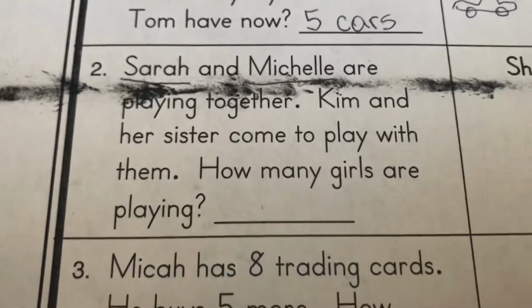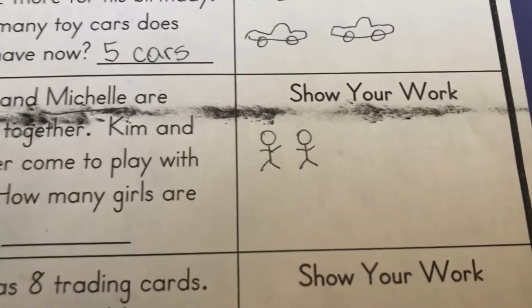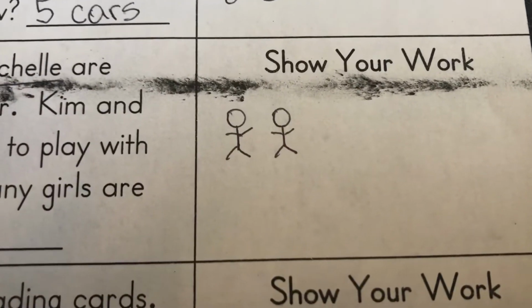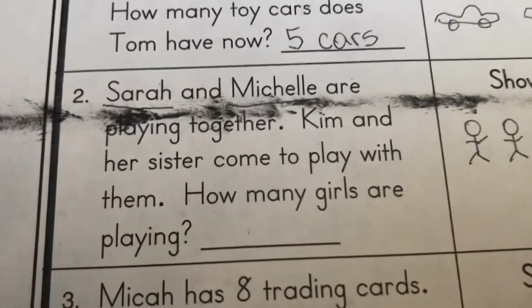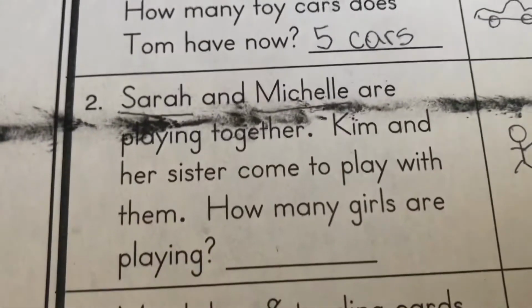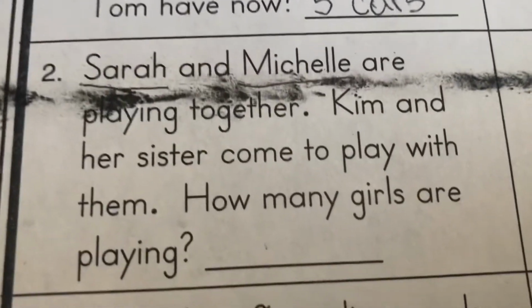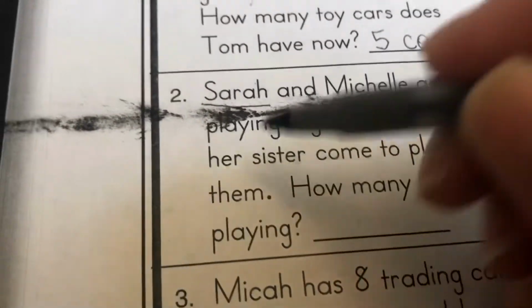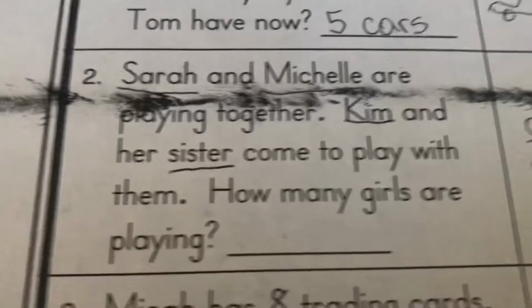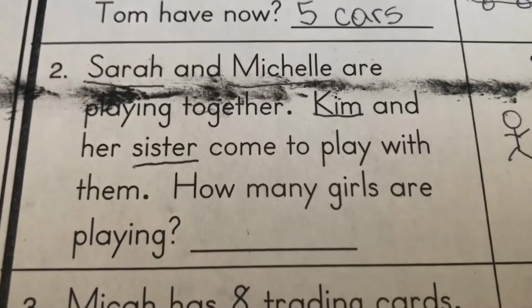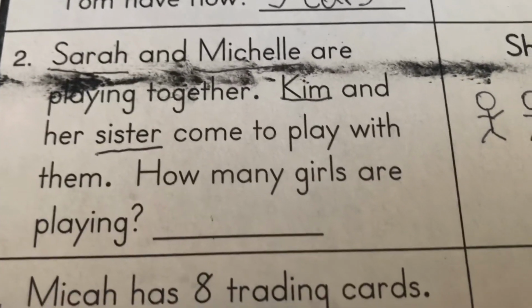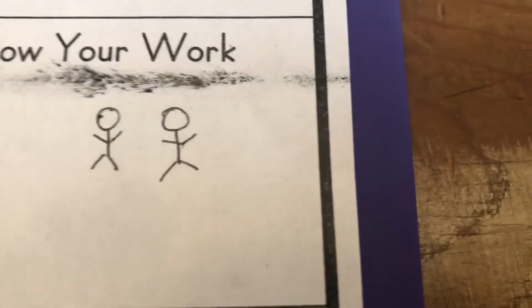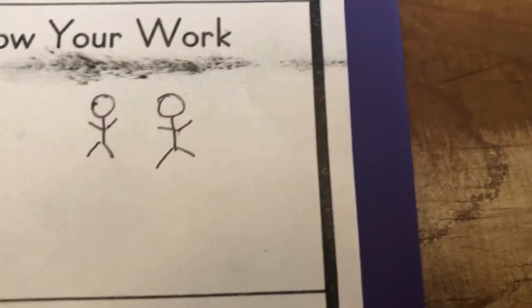I'm going to draw stick figures. So here it is, very simple. That's Sarah and Michelle right there. Okay, let's move on to our next sentence. Kim and her sister come to play with them. So our key words in this one are Kim and her sister. And we are going to draw a picture of Kim and her sister. So now I've got Kim and her sister over here playing with them as well.